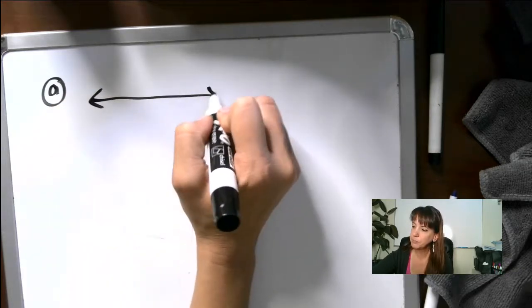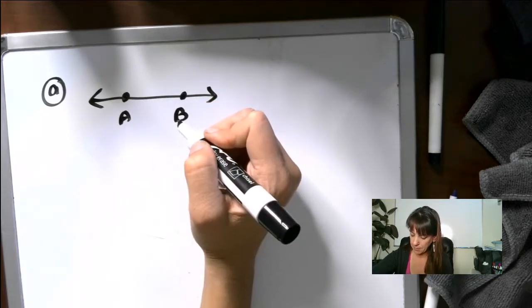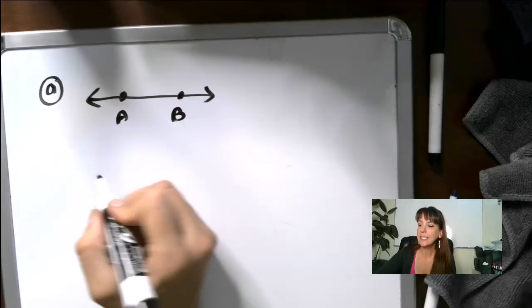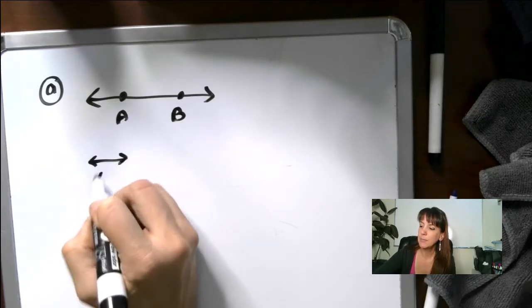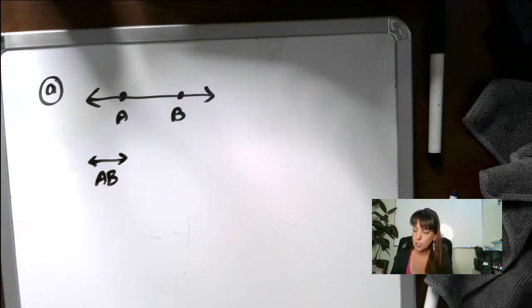All right, so we're going to use this figure here to label, or to name a line. So a line can be named like this, AB. That's how we would write it. That shows, hey, that's a line above there.